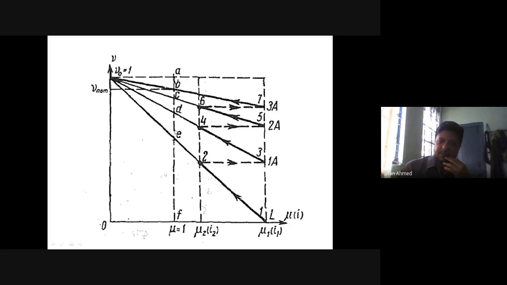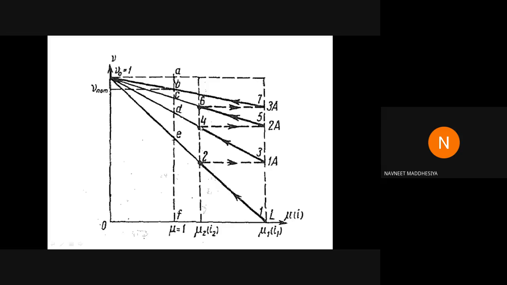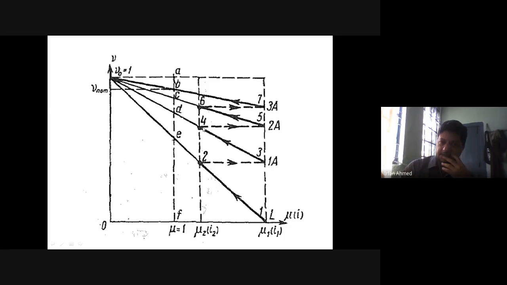This distance DE is R1 divided by R nominal. Is this distance also equal to R1 divided by R nominal? No. What has changed? Has the resistance changed? From here to here, the per unit torque has changed. Here the per unit torque was 1. Here the per unit torque is mu2. So this has to be multiplied by mu2. This will be mu2 multiplied by R1 divided by R nominal.